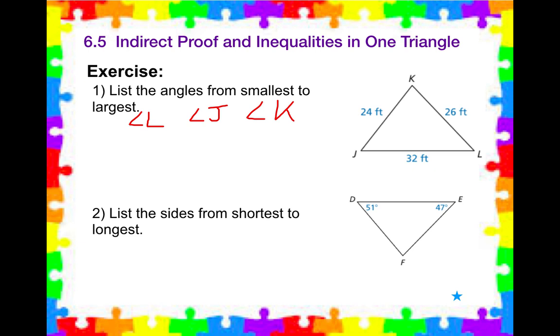If I was to list the sides from shortest to longest, I would look at the angles that I have here. I have 51 and 47. Well, the angle here, F, that's not listed, is going to be 82 degrees. And because 47 is the smallest, we know that DF is going to be the shortest side. Then the next shortest is going to be opposite 51 degrees, so that's EF. And then the longest side is going to be opposite the largest angle, so that's DE.